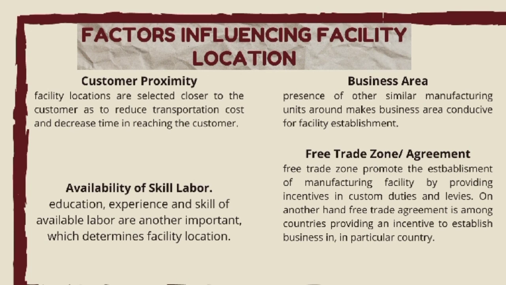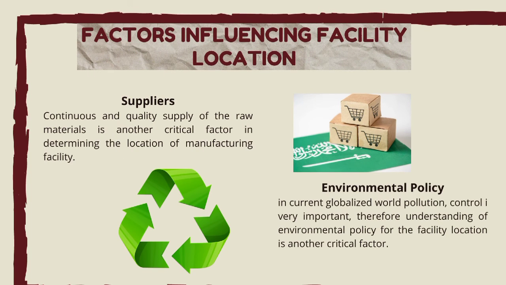After that is free trade zone or agreement. The free trade zone promotes the establishment of manufacturing facilities by providing incentives in customs duty and levy. On the other hand, a free trade agreement among countries provides an incentive to establish the business in a particular country. Next, the factor influencing the facility location is the supplier. The continuous and quality supply of raw material is another critical factor in determining the location of a manufacturing facility. And also environmental policy.